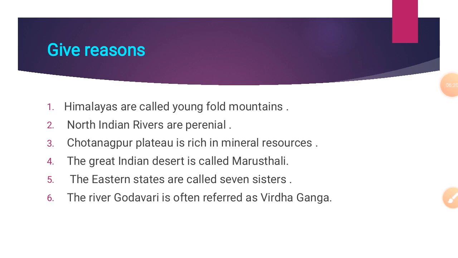Students, these are the questions which will be asked as give reason. The first question is, Himalayas are called young fold mountains, which we discussed because they were formed only a few million years ago. The next question is, North Indian rivers are perennial. Here perennial means continuously flowing. Why it is perennial: it is fed from the Himalayan ranges, so it will flow throughout the year. That is the reason North Indian rivers are perennial.